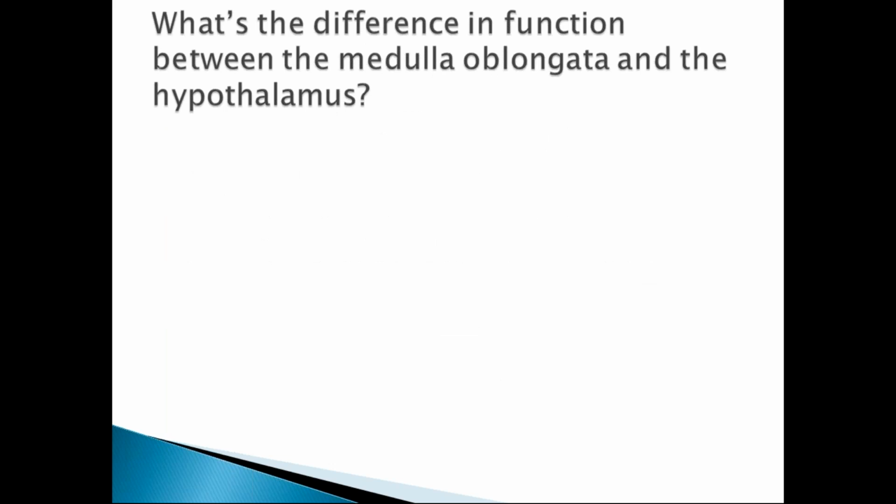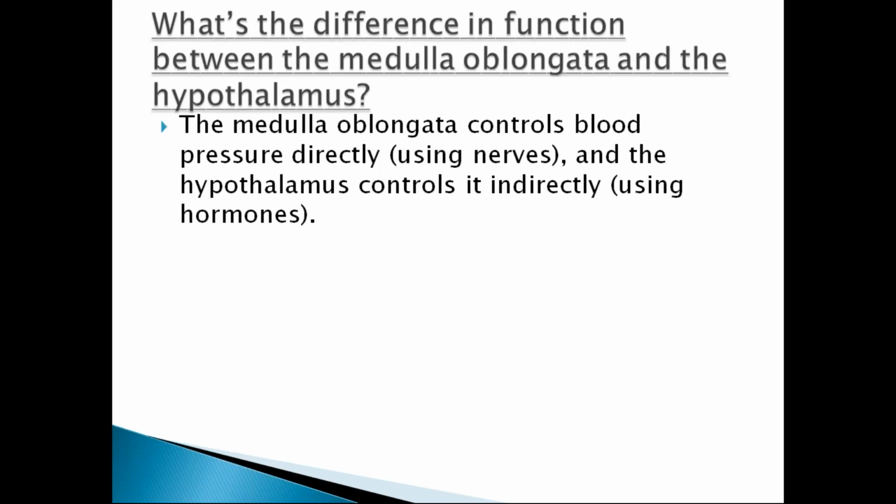Okay, so let's see if this will work right. What's the difference between the function of the medulla oblongata and the hypothalamus? Well, the medulla oblongata controls blood pressure directly using the nerves, and the hypothalamus controls it indirectly using hormones.